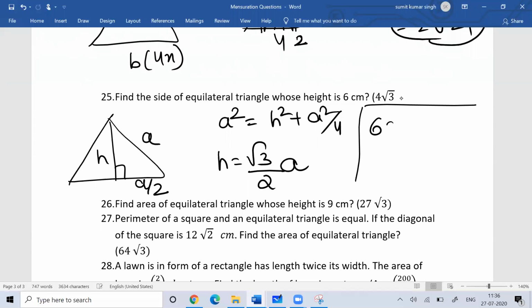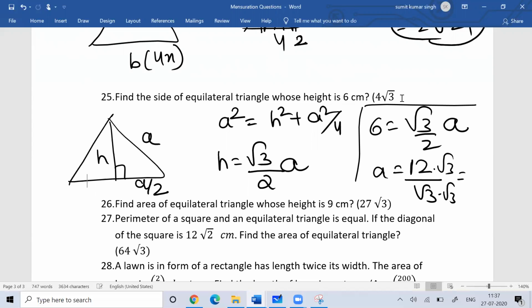Okay, so height is given, 6. So height is 6, so root 3 by 2 of a. So a is equal to 12 by root 3. I can multiply root 3 on both sides, so I'll get 4 root 3.